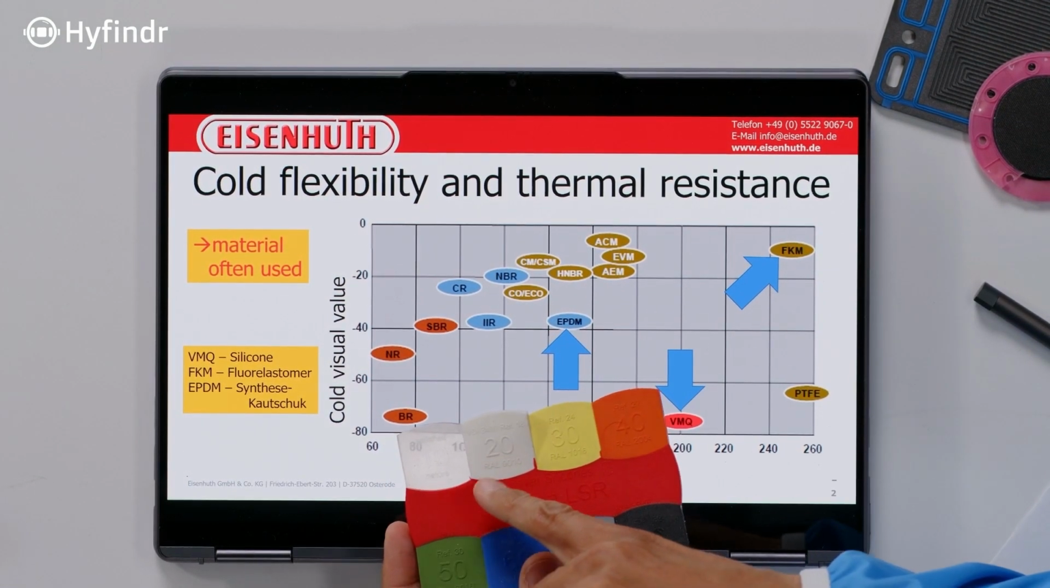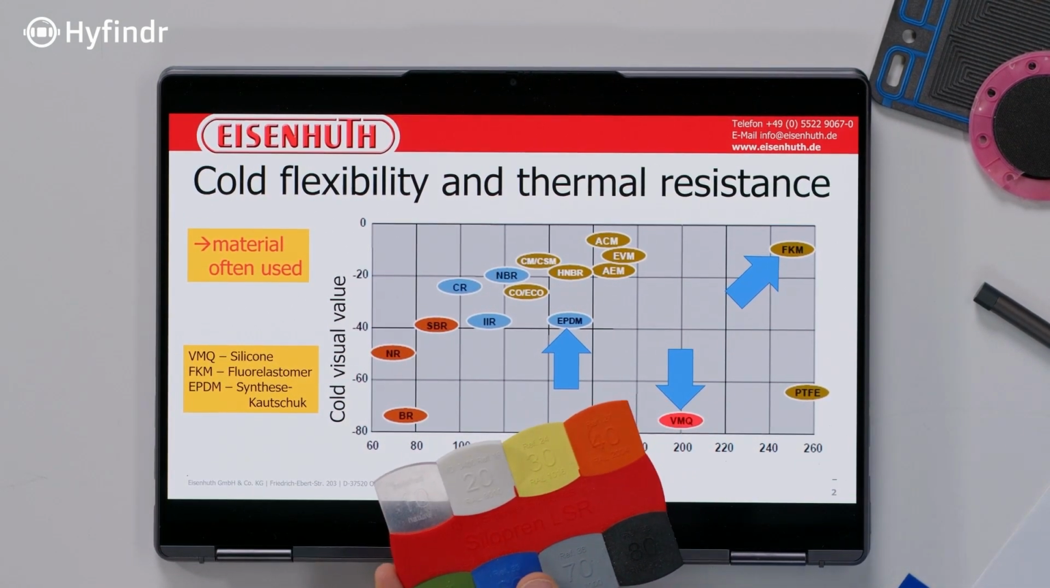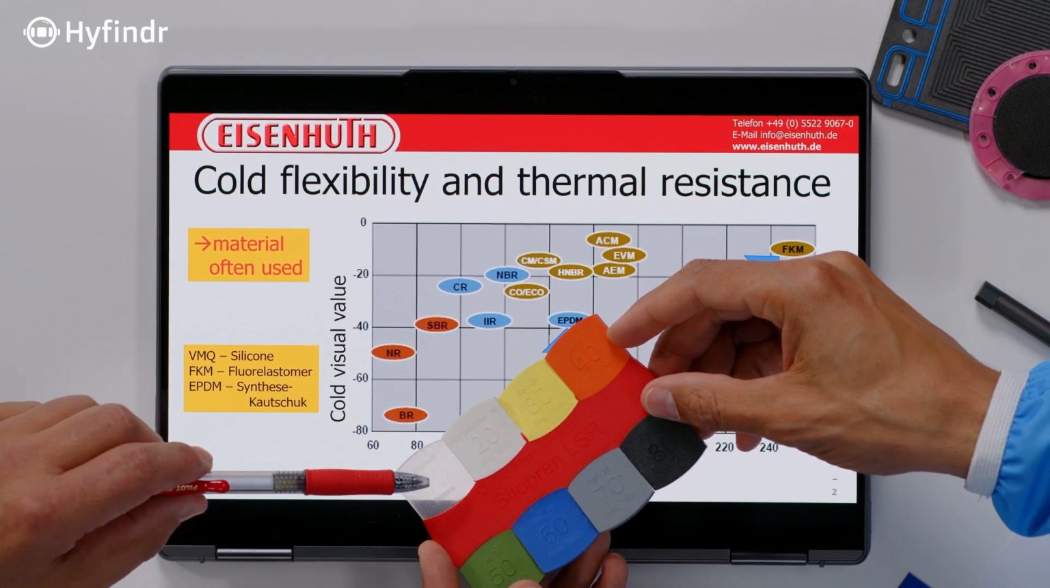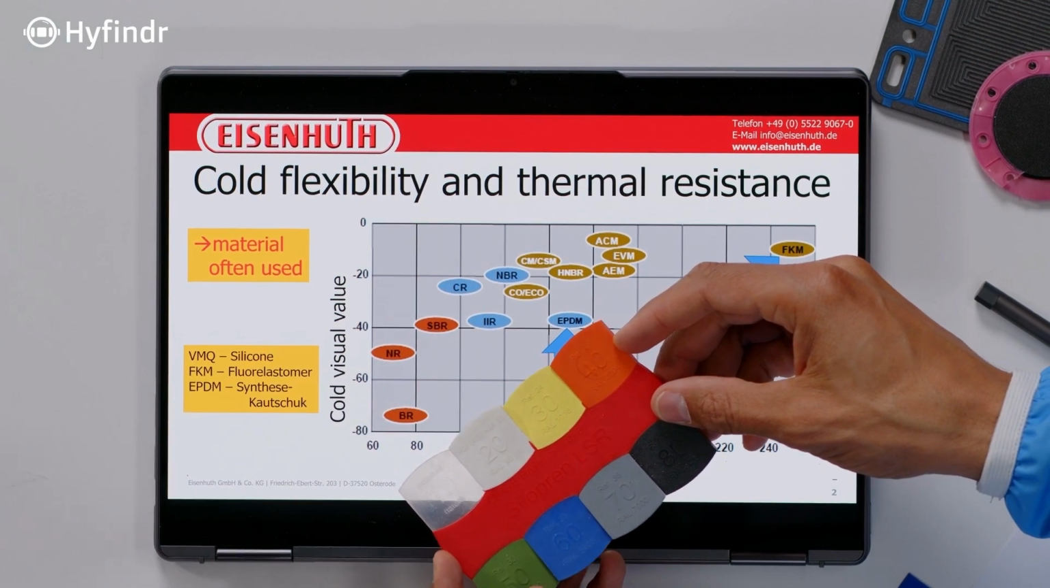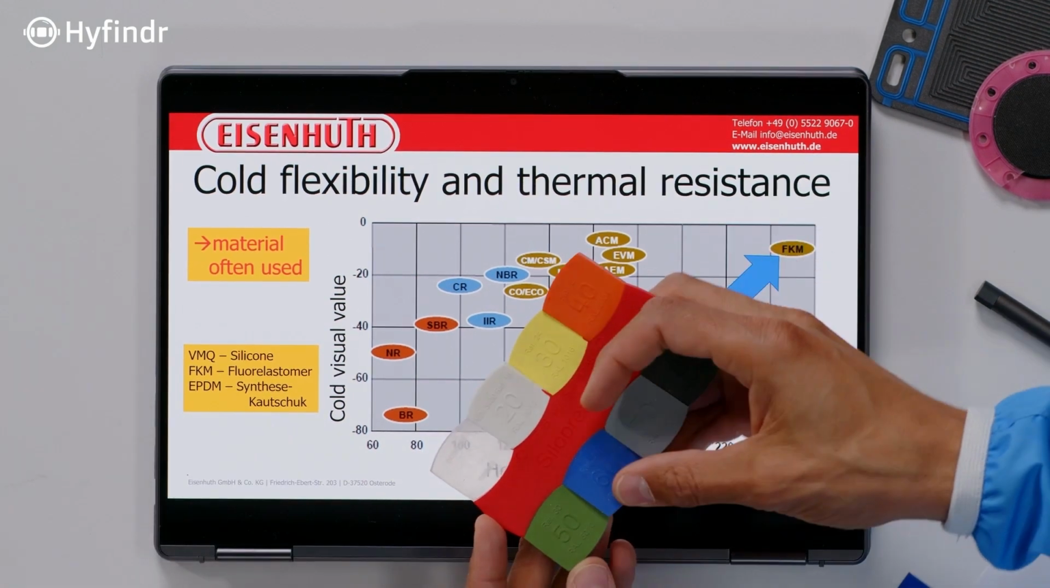So these numbers, are they the Shore value? There are numbers written on it. I don't think you can see it on the screen, but the transparent is 10 and 20 and so on. And the middle ones are between 50 and 60, the green and the blue ones, which are the ones we usually recommend to our customers, because then you have a good way to produce them and a very good way to make a sealing on it.